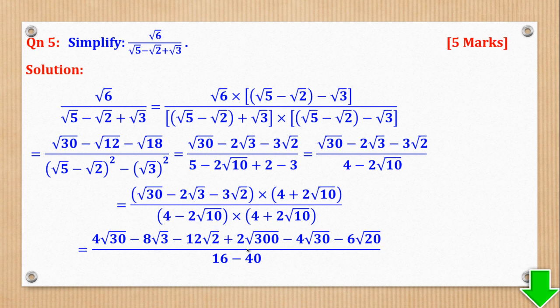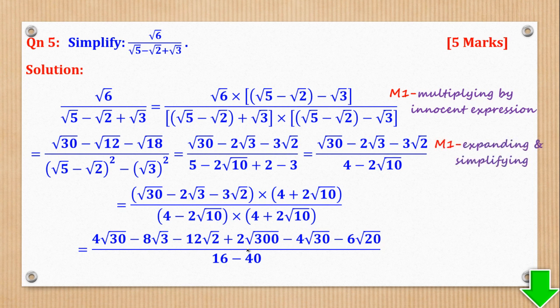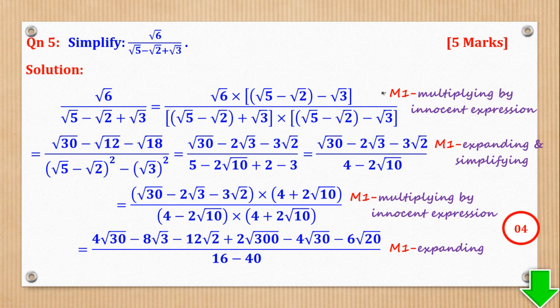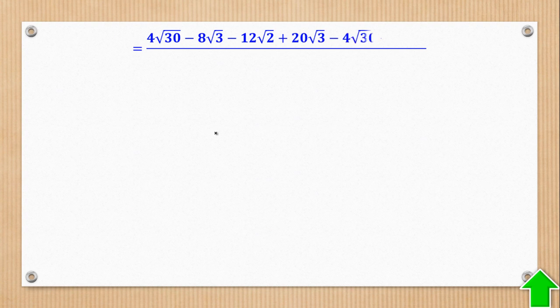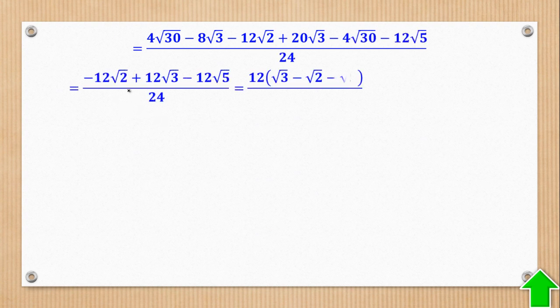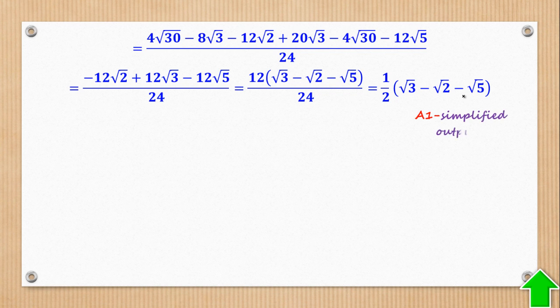So let's first see marks for this slide. There's a mark for rationalizing, expanding and simplifying, rationalizing again, expanding. So you simplify again until we cannot simplify any further, and that's what they wanted.